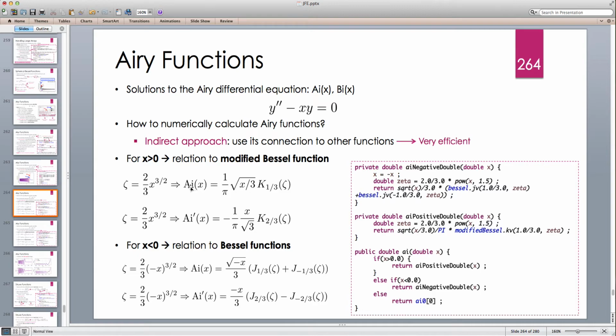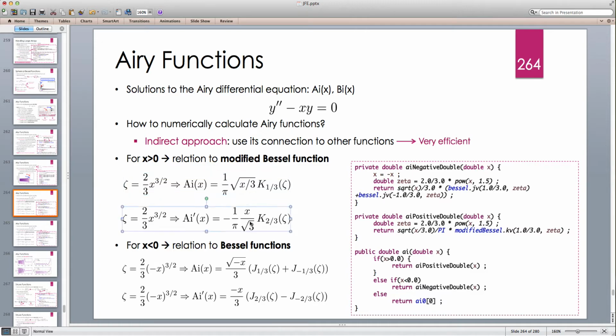And then Ai of x, the Airy function of the first kind, is 1 over pi square root of x over 3, the modified Bessel function of the second kind, K, with the order of 1/3, and this is a function of zeta, not x, all right? So Ai at x is 1 over pi square root of x over 3, K 1/3 of zeta, and zeta is 2/3 x square root of x, all right? And then Ai prime is minus 1 over pi x over square root of 3, K 2/3 of zeta.